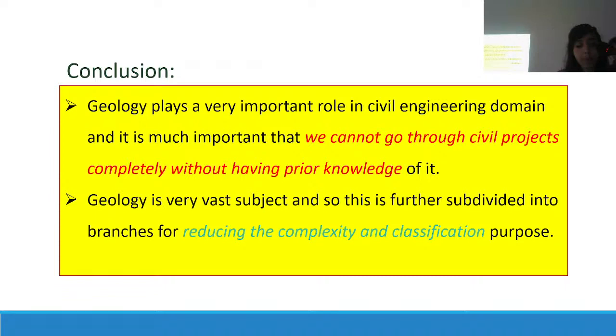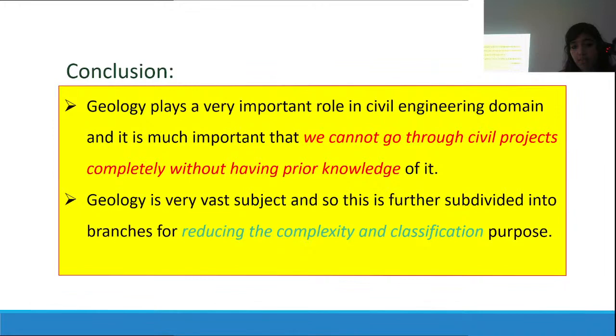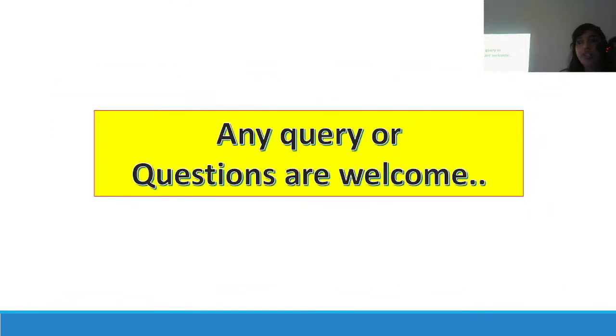Good morning, everyone. Myself, Raksha Kumari. At the end of this presentation, we reached the conclusion that geology plays a very important role in the civil engineering domain, and that we cannot go through civil projects completely without prior knowledge of it. Geology is a very vast subject, so it is subdivided into branches to reduce complexity and for classification purposes. Any queries or questions are welcome. Thank you.